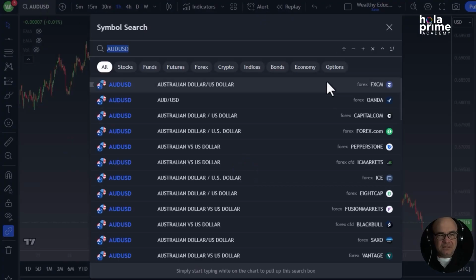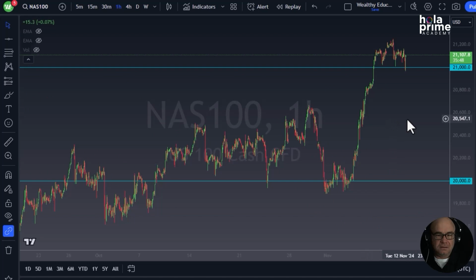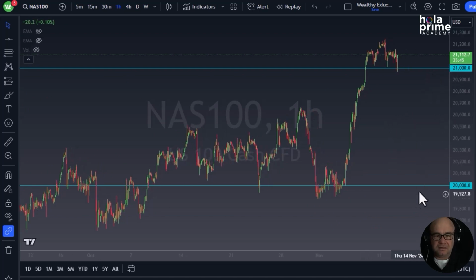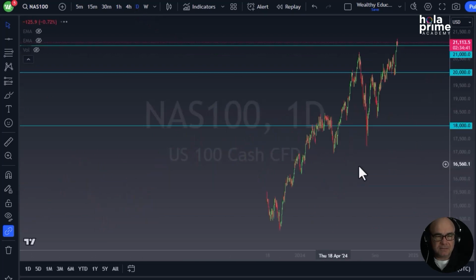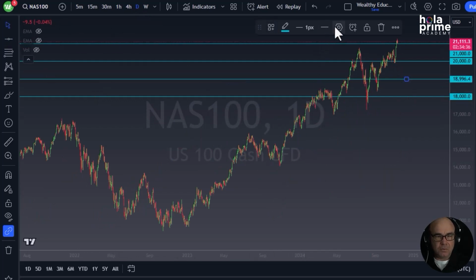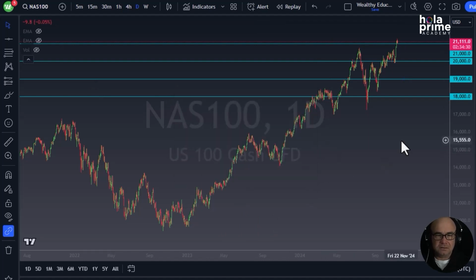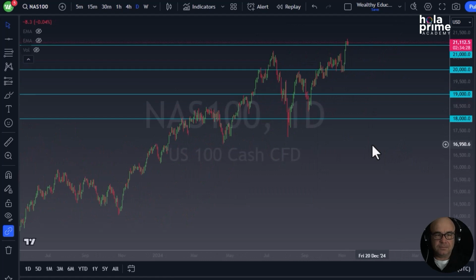So let me go ahead and change markets. Let's go to an index. So in this case, I will choose the Nasdaq 100. And you can see 21,000 and 20,000 both seem to matter. So does 18,000. I'm going to guess that 19,000 probably does as well. And voila, there you go.